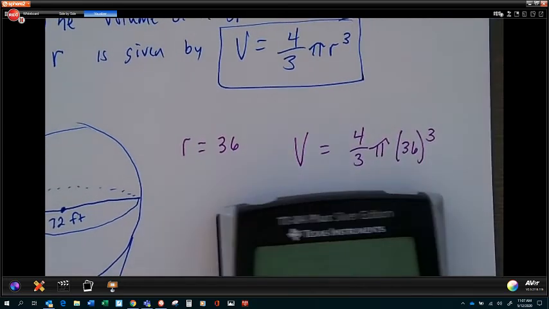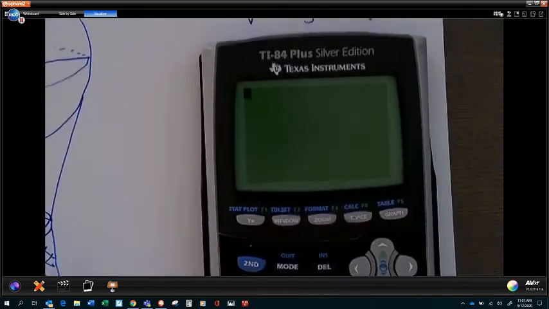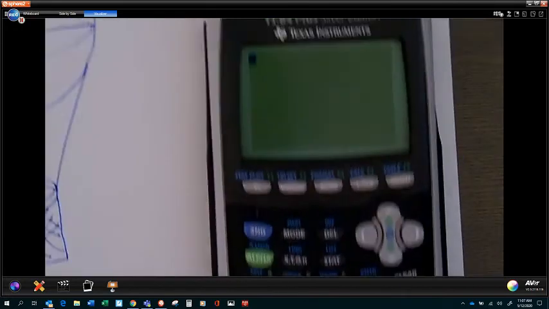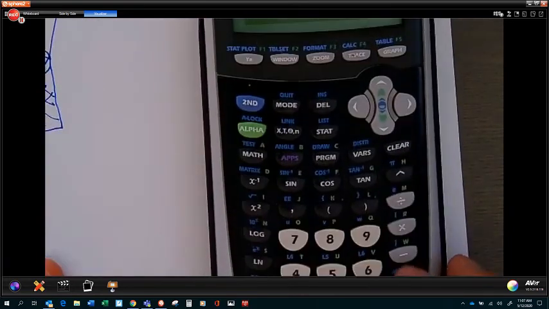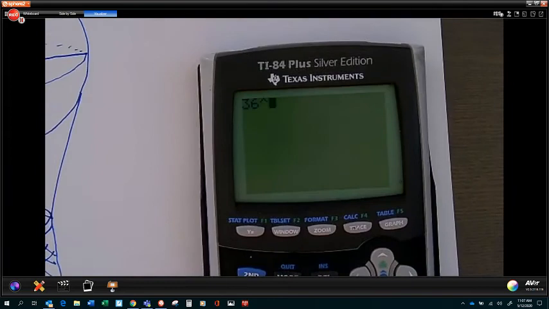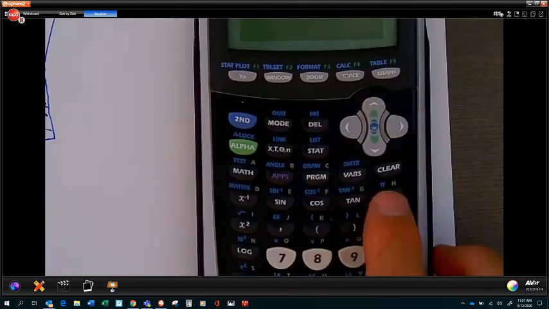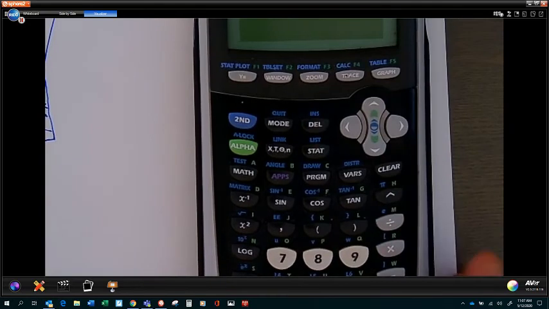So the first thing we have to do is cube 36. Now remember, when we're using a calculator, this function right here is for exponents. So first I'm going to take 36 and cube it, and I hit this button here, which gives me my exponent, and cubing gives me 46656. And then I'm going to multiply that times pi, and again here's my pi function, the second function.